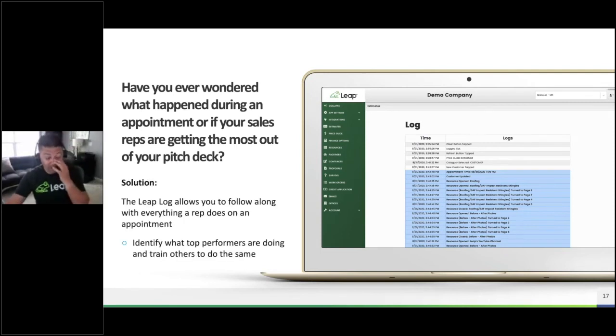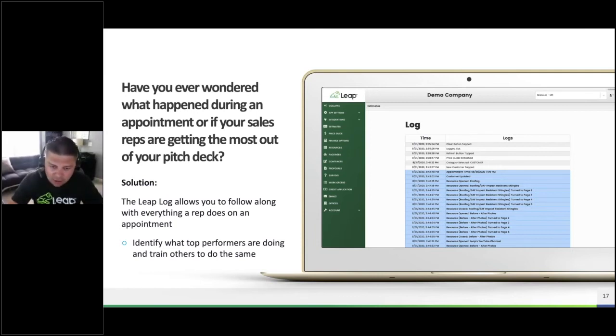Well, the solution is if you give Leap as their sales process, and everything that they do in the sales process, start to finish, is done in Leap, which is possible with Leap, then we're tracking everything like a breadcrumb history. So you could go back and in the screenshot that you see, you can see where they cleared the button, they logged out, they refreshed the app, they went through what time their appointment was for, they updated the customer, they opened up different resources, they flipped to the different pages in the resources. A resource is basically like a pitch book or a brochure from a manufacturer.